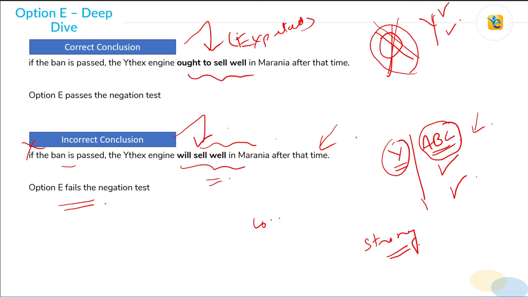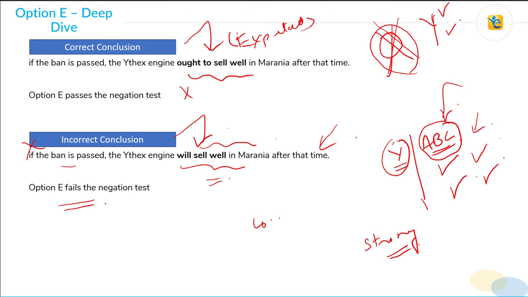Now, what happens in negated option E? Negated option E means that the main competition does not get cut out. There is some new competition that's coming in. Even if the once engine is not going to be around, there is some other player in the market whose engine is as good and whose brand game is as strong, who's as popular as Ythex. In such a situation, can the author still realistically expect that the Ythex engine will sell well? No. In other words, your conclusion breaks down in the presence of the negated option E.